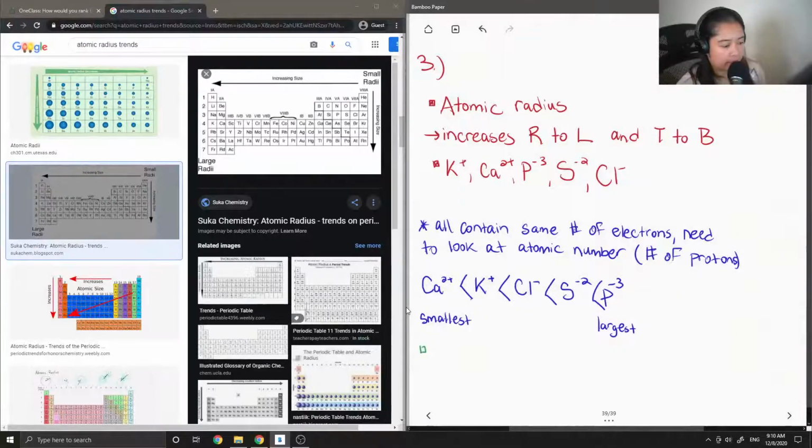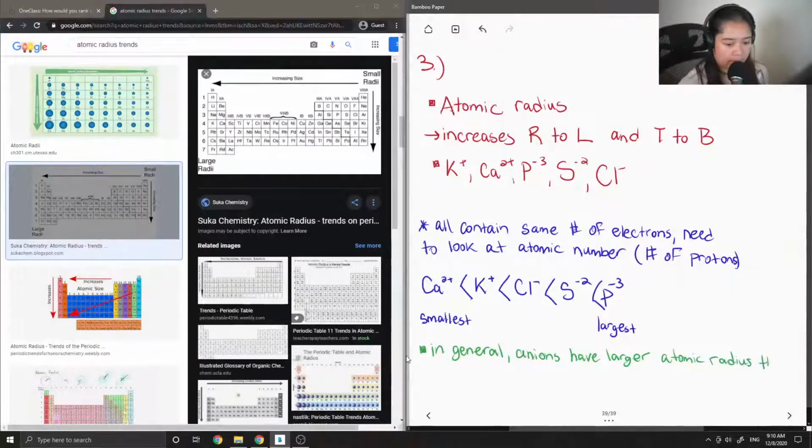And another helpful note for when you are comparing a neutral atom to its ion. In general, the negatively charged anions have a larger atomic radius than their neutral atom. This is because you're adding an electron to the shell, so your radius gets larger. And similarly, the cations have a smaller atomic radius than their neutral atom.